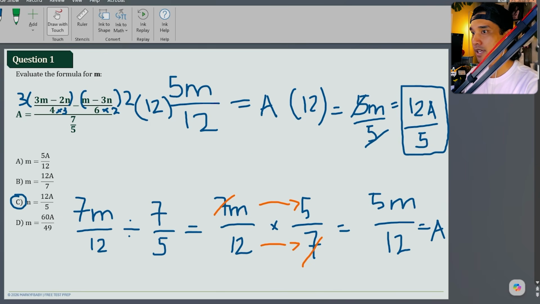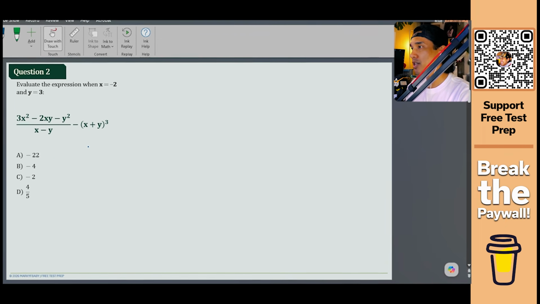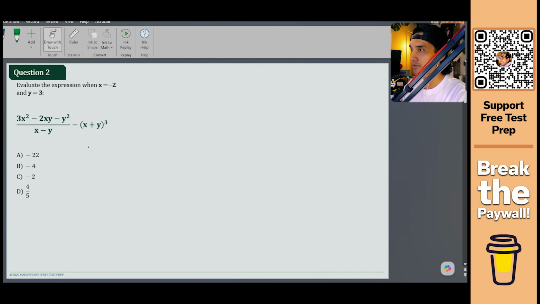Okay, moving on. Question number 2. Evaluate the expression when x equals -2 and y is equal to 3. So here, folks, this one's super easy. All you have to do is plug in this x and plug in this y in this expression, and we're just going to simplify. And I'm actually going to break this down into 2 parts.